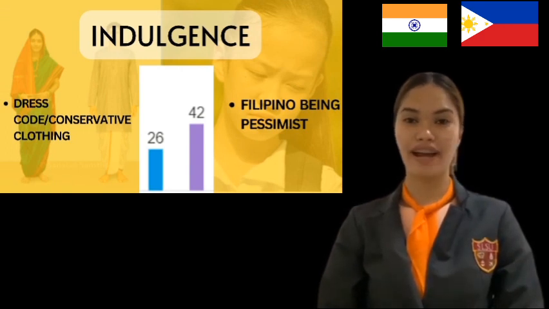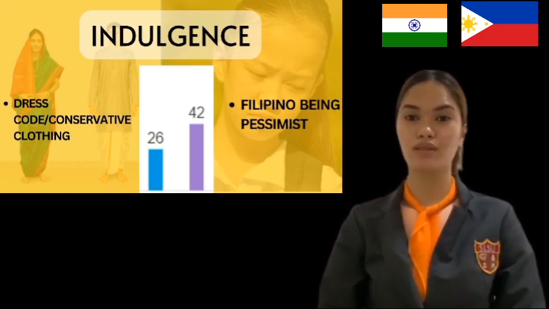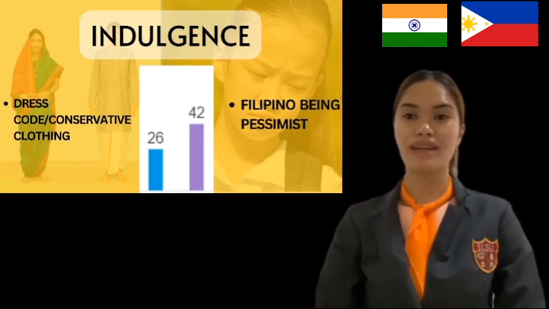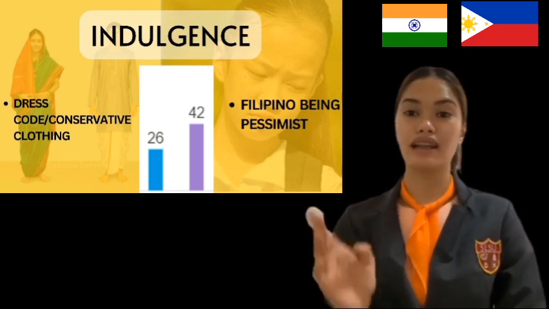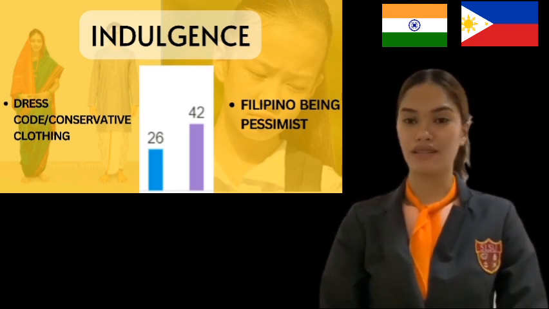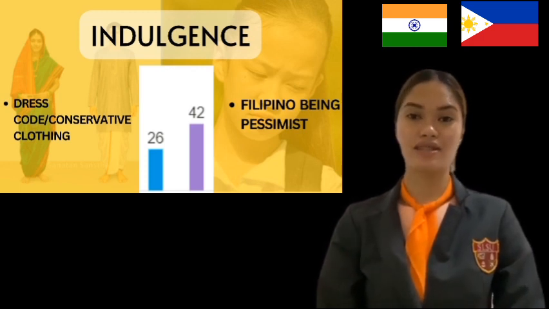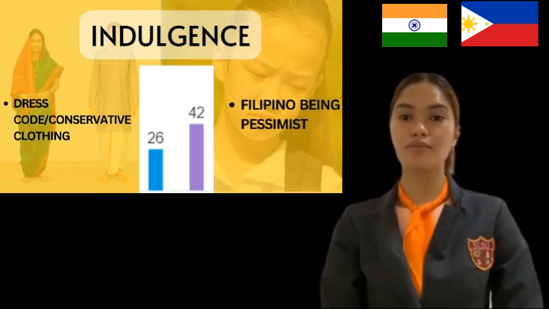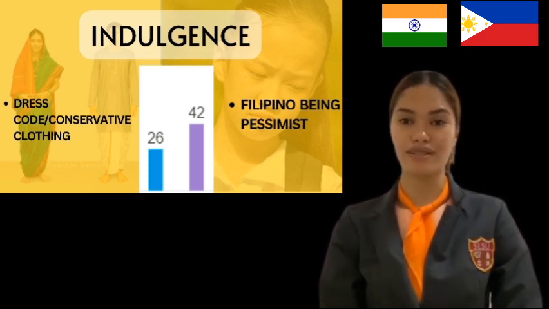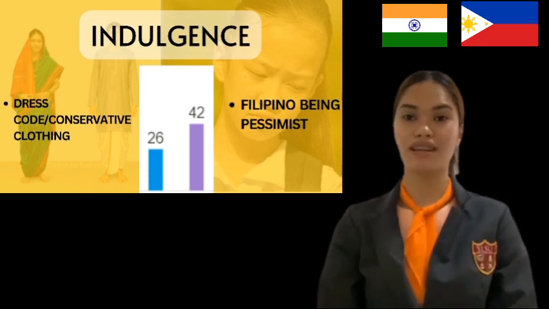Up next, I will discuss the difference of India and Philippines based on Hofstede in terms of indulgence. This dimension is defined as the extent to which people try to control their desires and impulses. Based on the way they were raised, relatively weak control is called indulgence, and relatively strong is called restraint. So, India is a restrained country with a low score of 26% because they have no freedom, especially when it comes to their clothes. My example here is about their dress code.